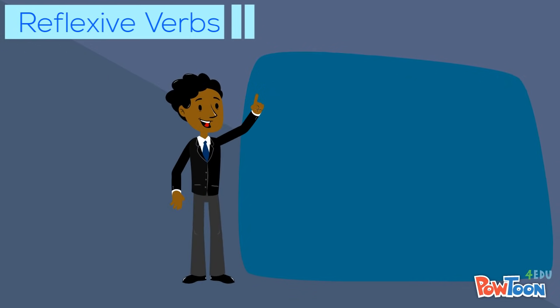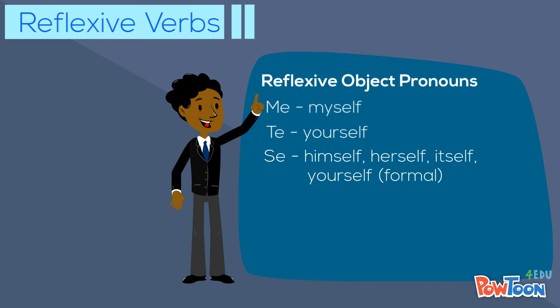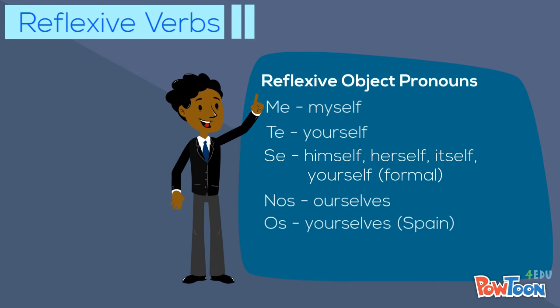Let's look at the other reflexive object pronouns. Me means myself. Te means yourself. Se, himself, herself, yourself, itself. Nos, ourselves. Os, yourselves but in Spain. And se, their selves or yourselves.